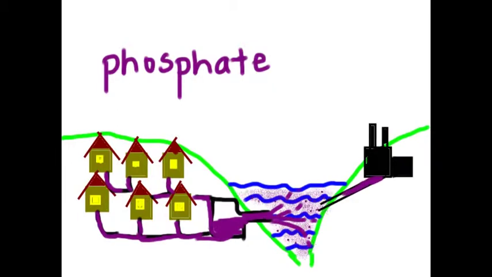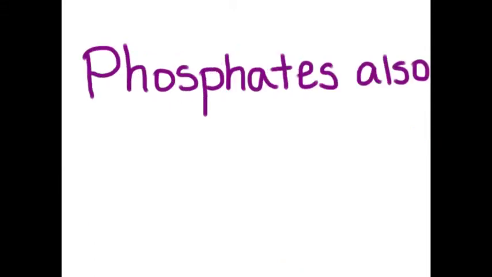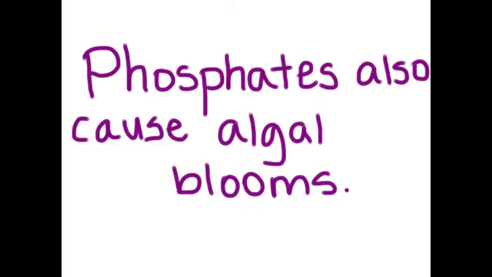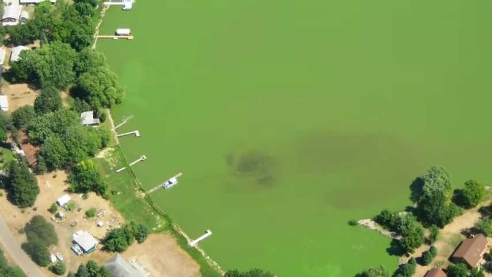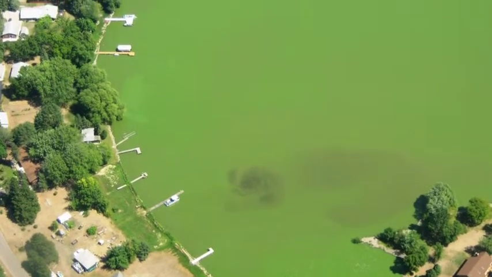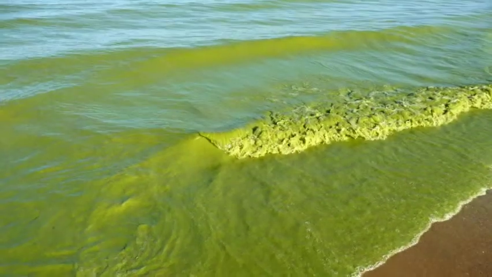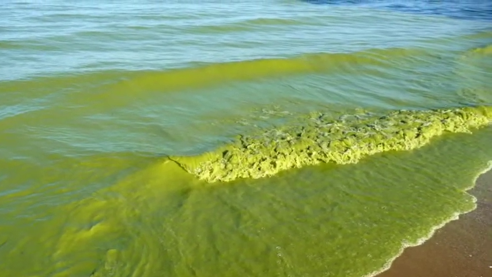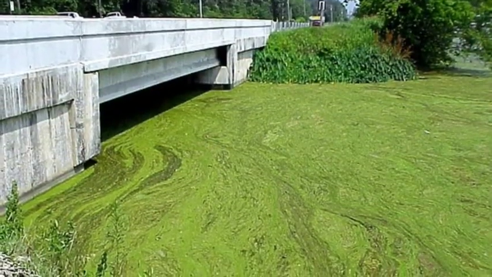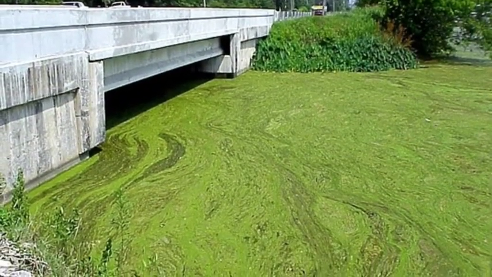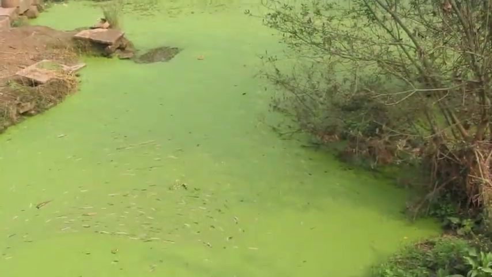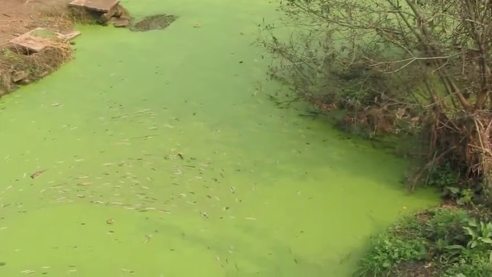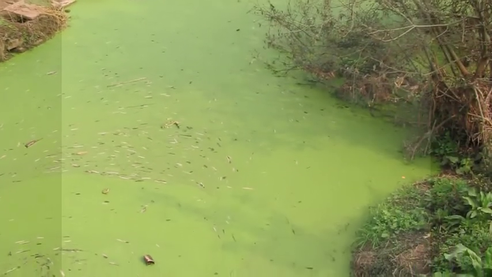Industry also dumps phosphates. Like nitrates, phosphates cause algal blooms and cultural eutrophication. These are some real images of algal blooms that have occurred across the Midwest. This is Lake Erie in Michigan, and this is Florida, and the next one is in Minnesota. You can see how the algae overgrows and blocks out all the light.